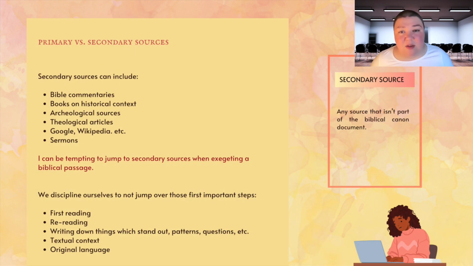When we exegete, we have at our disposal two types of sources. The first we call the primary source. This is the Bible. Anything contained within this canon which helps us to exegete is our primary source. But then we also have what is called secondary sources. Secondary sources can include Bible commentaries, books on historical context, archaeological sources, theological articles, and so on. Basically, any other source aside from the biblical canon is a secondary source.